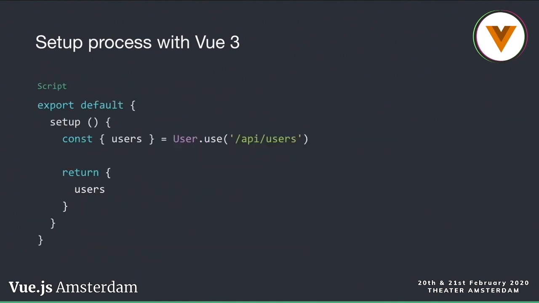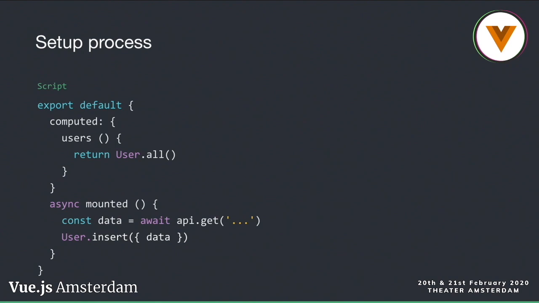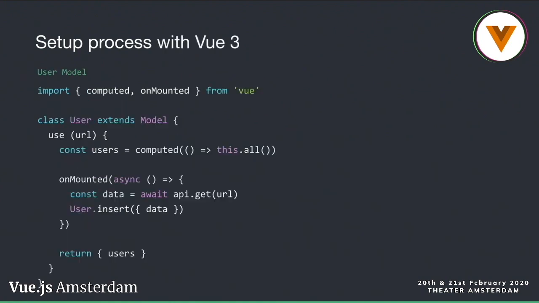Because with the old syntax, this one's very hard to share this code. The only way we could do it is through mixins, and it has its own limitations. So with composition API, things are going to get much easier, I think.